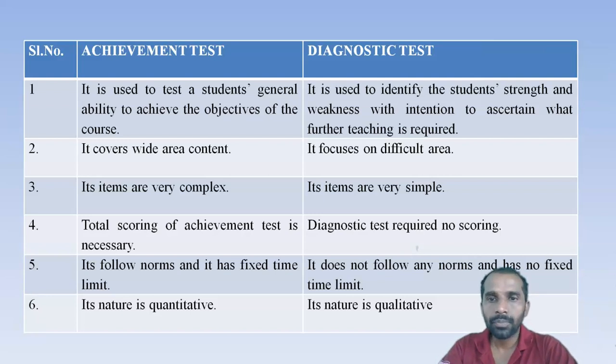An achievement test follows norms and has a fixed time limit, whereas a diagnostic test does not follow any norms and has no fixed time limit. An achievement test is quantitative in nature, whereas a diagnostic test is qualitative in nature.